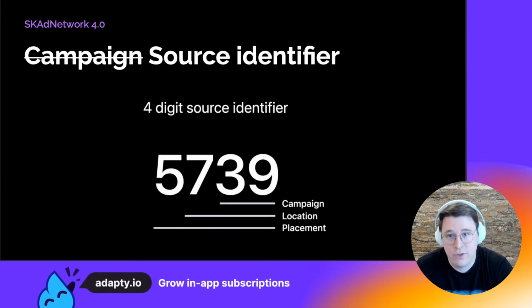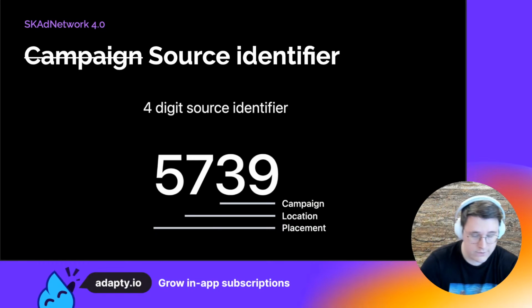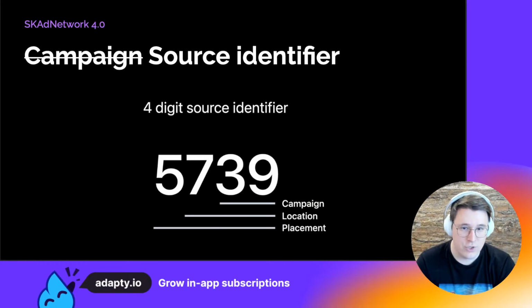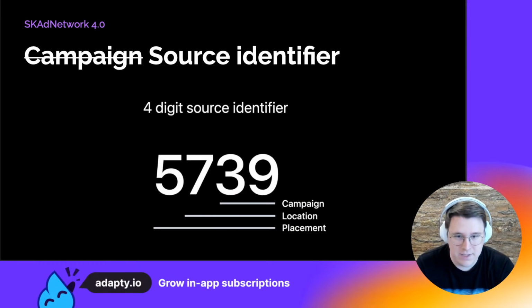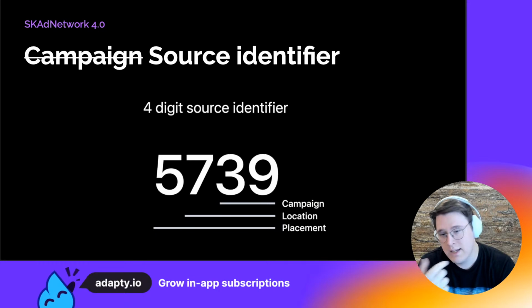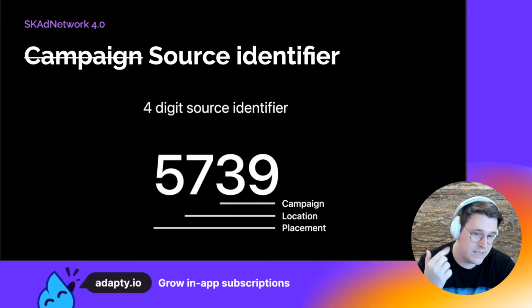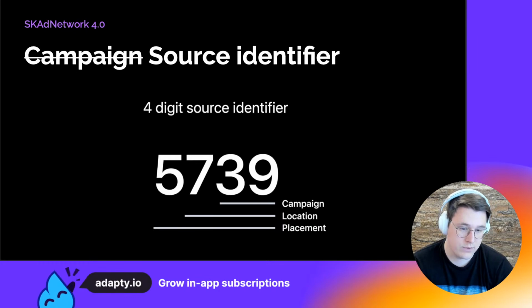So instead of the old campaign identifier, which was just a 2-digit identifier, now we have the source identifier, and it's the first example of more data that Apple will send to us via SKAdNetwork. As you can see, it's 4 digits, but it's not an ID of your user or something like that. You should think about it as hierarchical numbers, like 4 digits, where the last 2 digits represent the campaign, the second digit represents the location, and the first one represents the placement of your ads.